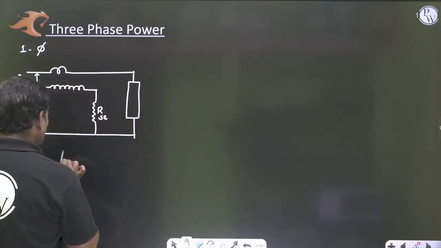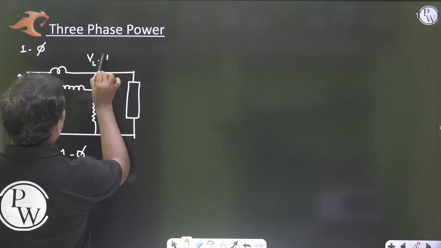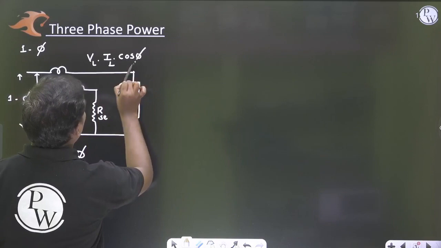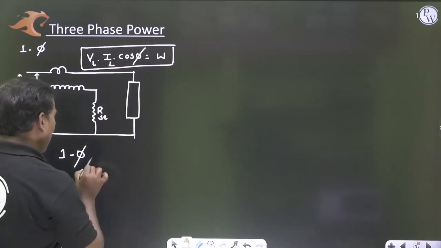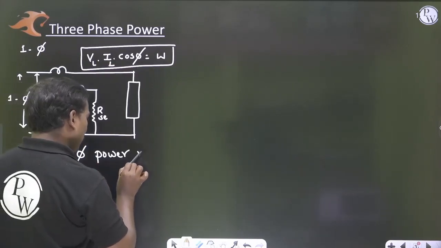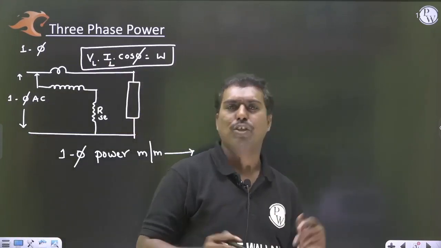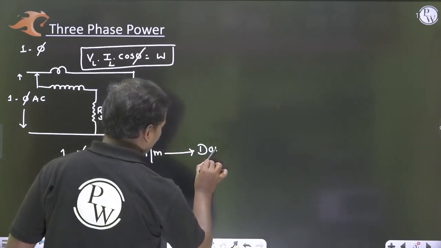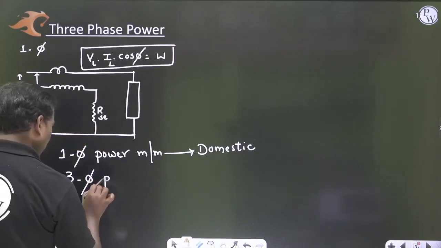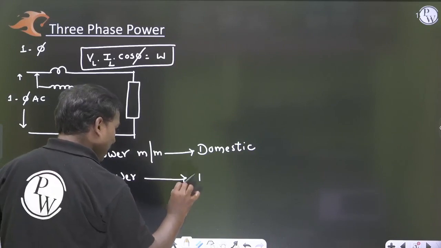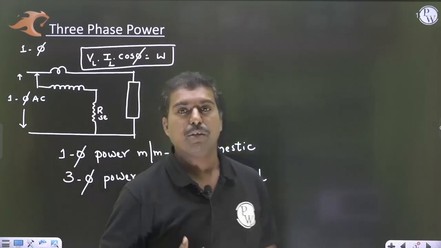Remember always, the formula for the single phase power is VL IL cos phi, yes or not? That is the reading by the wattmeter. But remember, the single phase power measurement is majorly for domestic applications. If you want to go for 3-phase power, it is basically for industrial applications. Industrial applications demand more power.